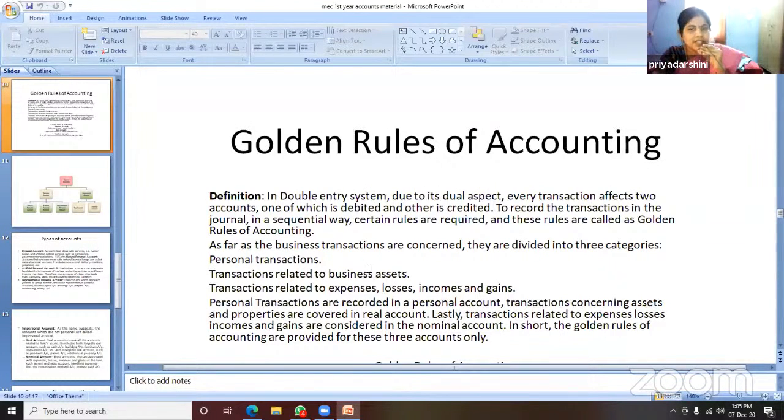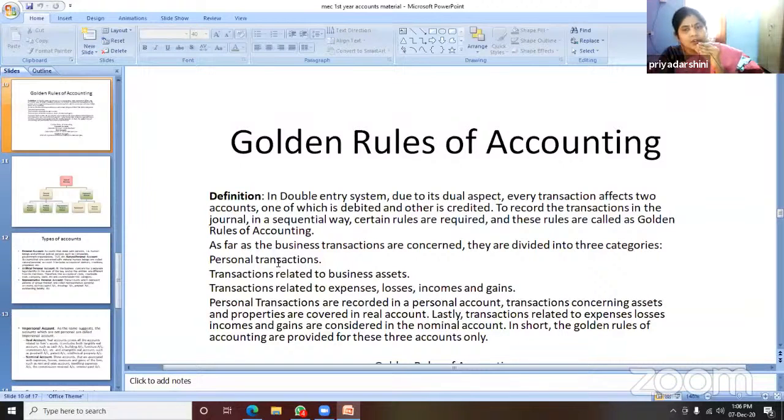As far as business transactions are concerned, they are divided into three categories. The business transactions include three types. First, personal transactions, the transactions related to persons. Second, transactions related to business assets. A business will invest some amount in assets in order to run and conduct the business. They have to bring some assets, so that is investment in assets.